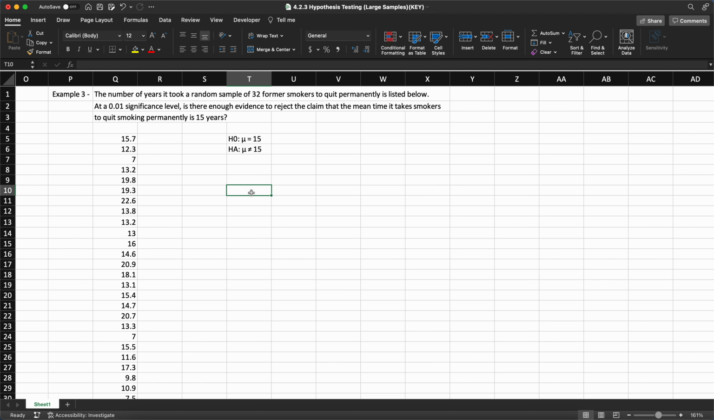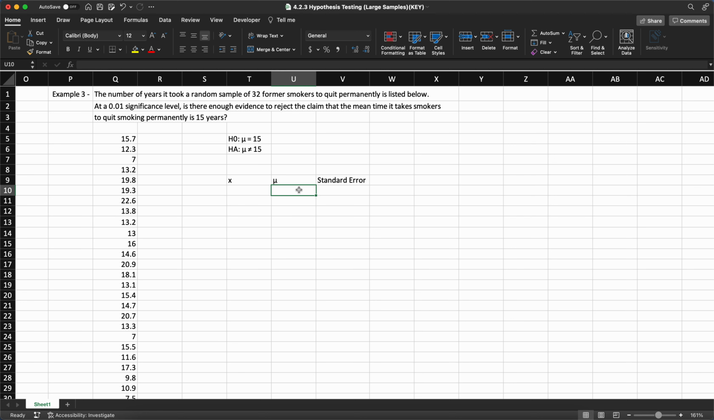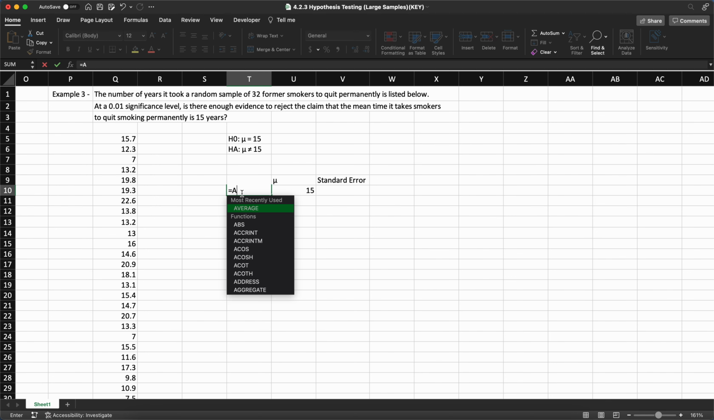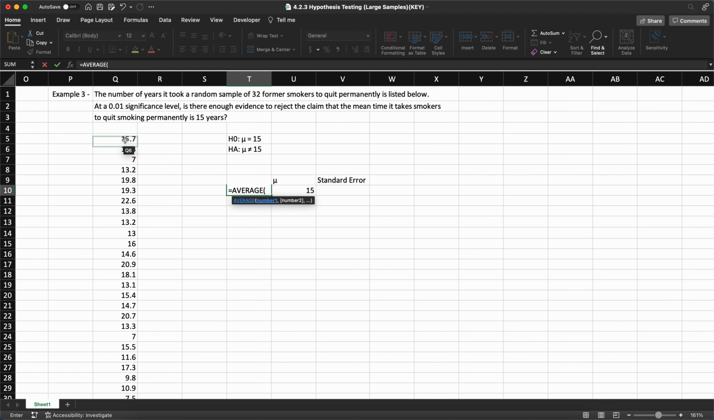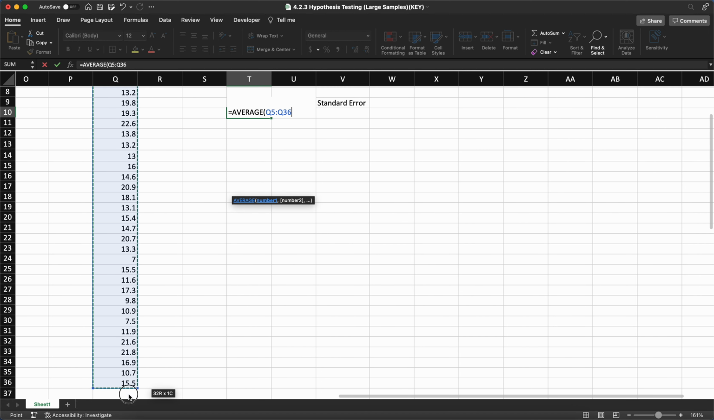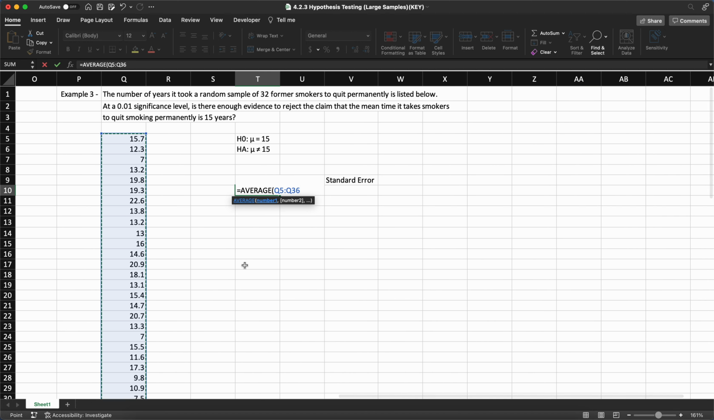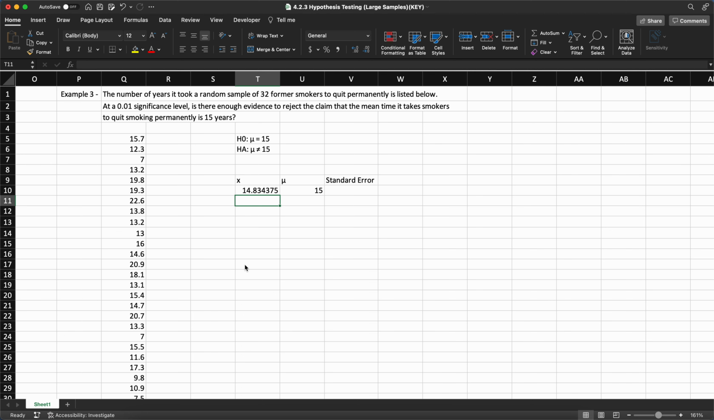So what pieces of information do I need? Well, normally I have an x-bar, I have a mu, and I have my standard error. Well, all I have here is mu. I know that I'm assuming that mu is 15, and so I need to know what x-bar is. Well, x-bar is going to be the average of this sample of 32 smokers. So I'm going to find the average, the mean, of that data set. And that comes out to 14.83.